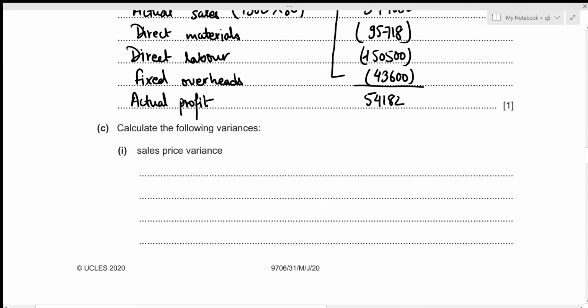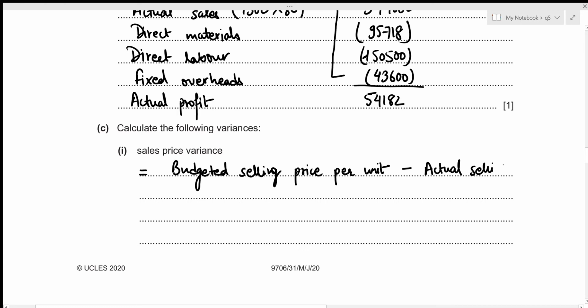And for the first one, we need to calculate the sales price variance. And we know that the formula for sales price variance is the budgeted selling price per unit minus the actual selling price per unit. And then we just multiply it with our actual units.